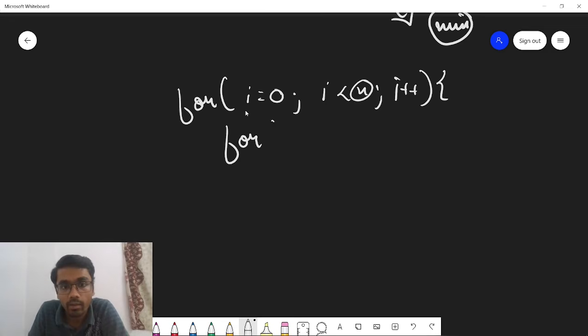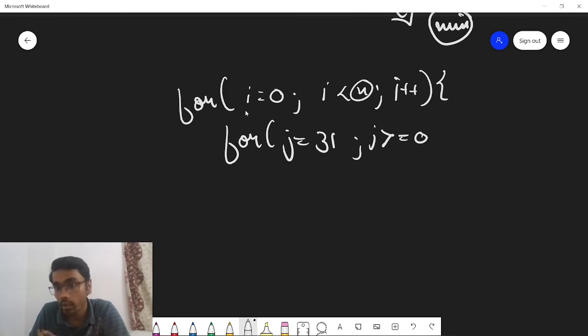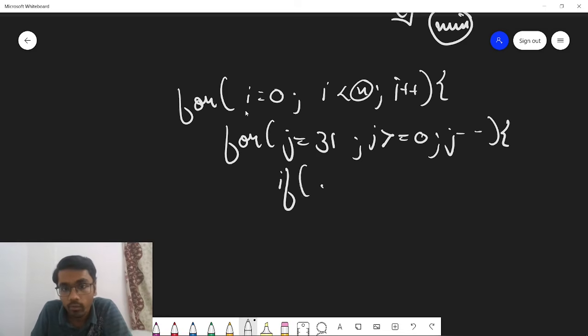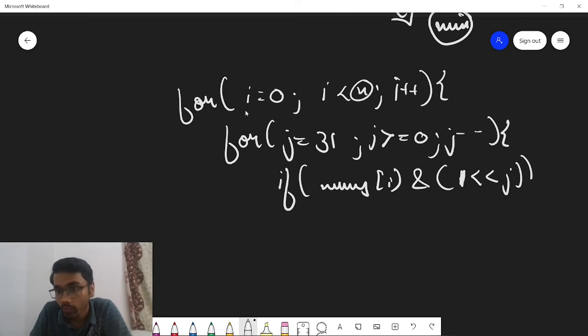So we will be running a for loop. j will be starting from 31 and going up till j is greater than or equal to 0, with j minus minus. Now we need to check whether the jth bit of nums of i is set or not. So this is how we check whether a bit is set or not. Basic bitwise operation, nothing else.